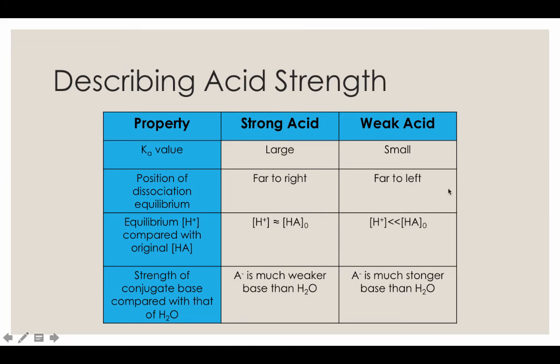Looking at weak acids, our equilibrium position lies far to the left. This means that the H+ concentration will be much, much smaller than the initial acid concentration, because only a small amount of the initial acid has dissociated into H+ and A-. Therefore, this equilibrium is reactant-favored, giving us a very small K value.